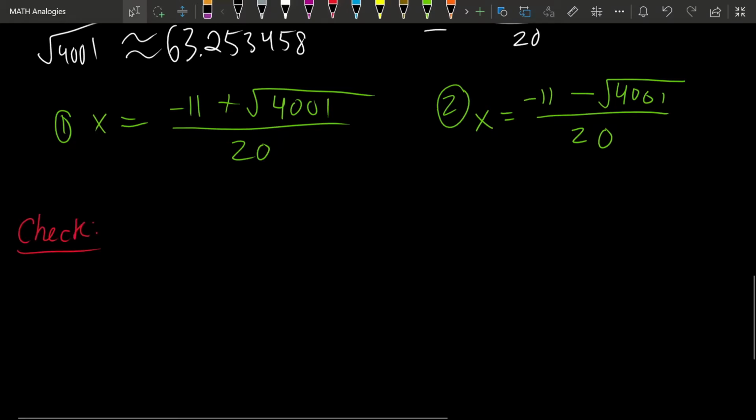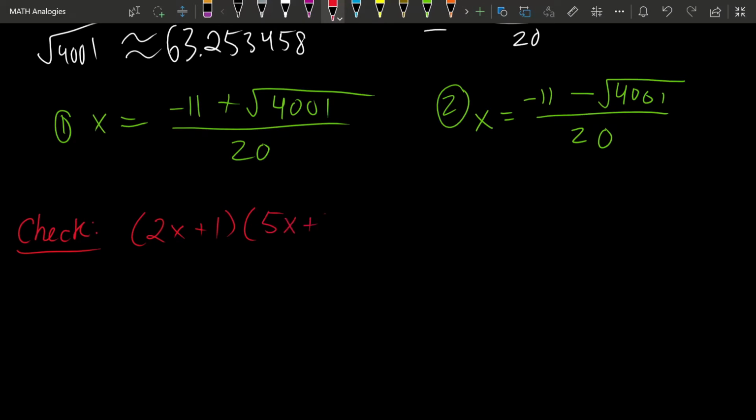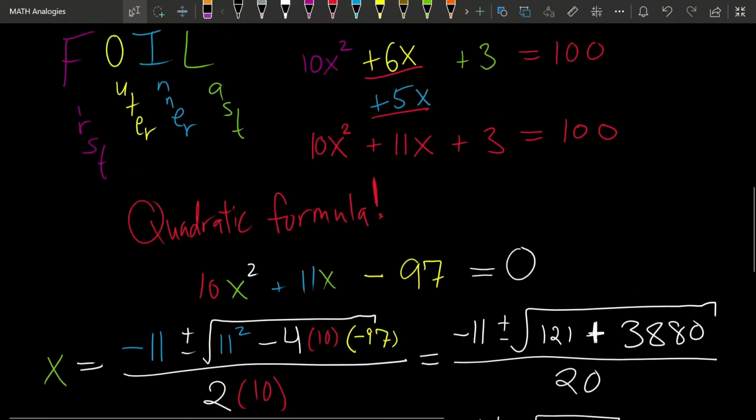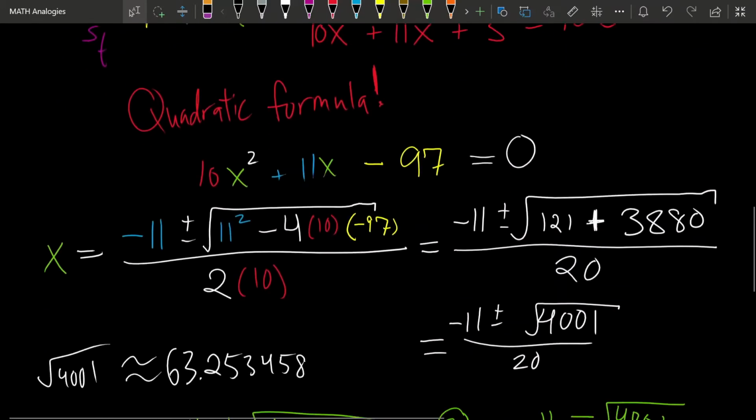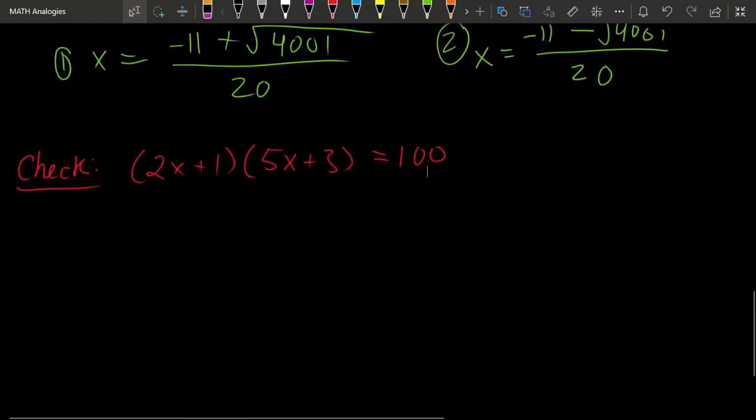What we recall is we should have 2x plus 1 times 5x plus 3 equals 100. Is this what I had? Let's go up and check just to be sure. 2x plus 1 times 5x plus 3. Okay, so that does match. Equals 100. This should work out. Let's try it.